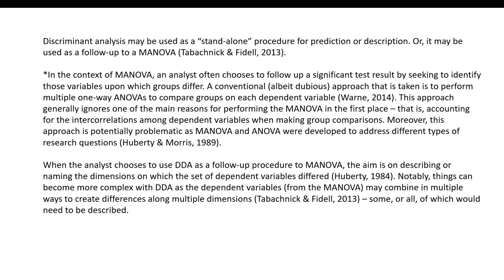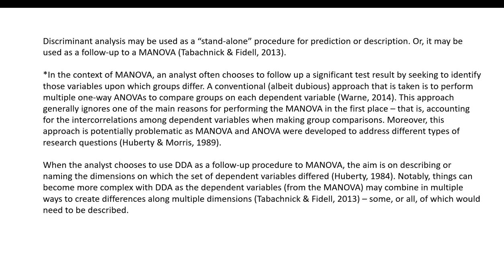And a conventional, albeit dubious, approach that is taken is to perform multiple one-way ANOVAs to compare groups on each dependent variable. This approach generally ignores one of the main reasons for performing the MANOVA in the first place, and that is to account for the intercorrelations among the dependent variables when making group comparisons. Moreover, this approach is potentially problematic as MANOVA and ANOVA were developed to address different types of research questions.